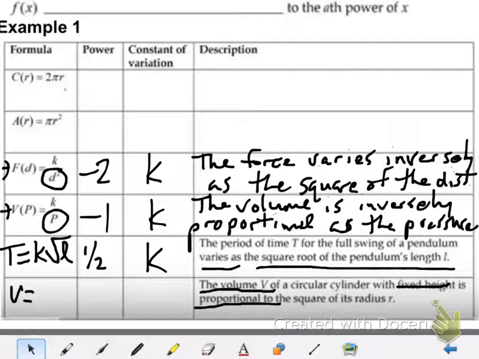Proportional to the square of its radius. Proportional, again, no inversely here, so it's going to be a positive exponent. Square of the radius. So I don't know my constant of variation, so I just put K, square of the radius, R squared. So our power is 2, and our constant of variation is K.